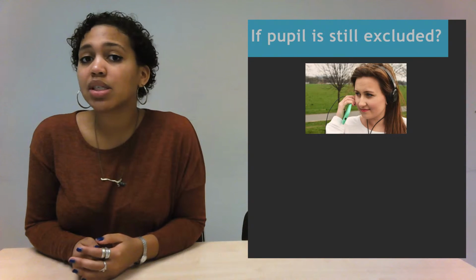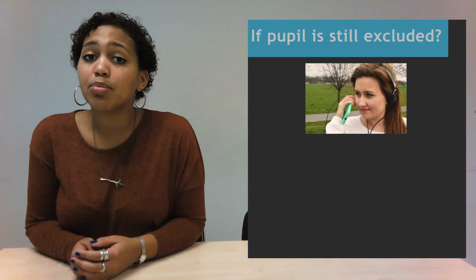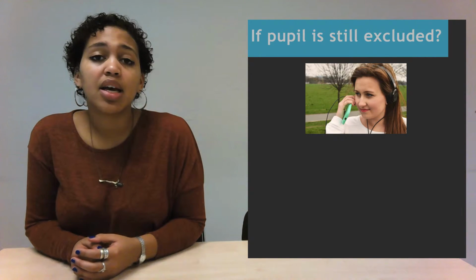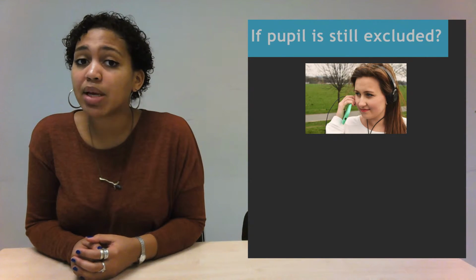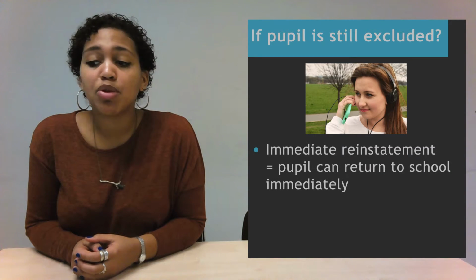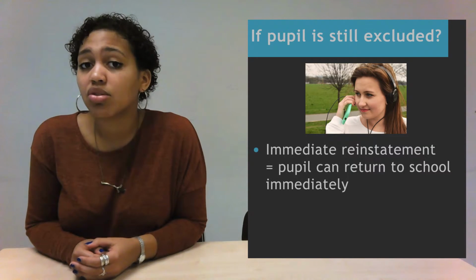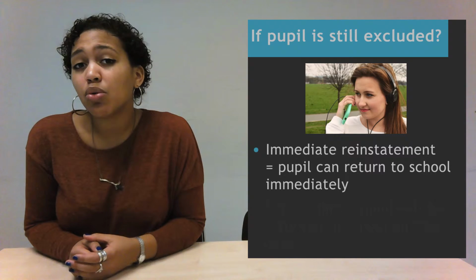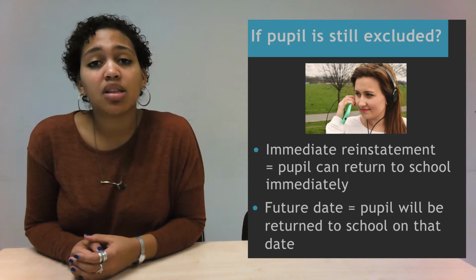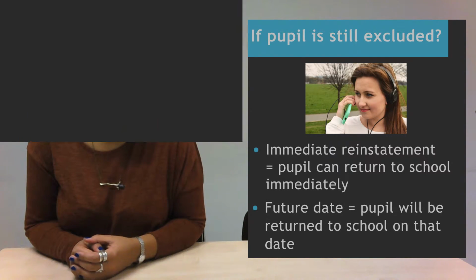If the governing body decides to reinstate the pupil and the pupil is still currently excluded, the governing body can direct reinstatement immediately. In this case, the pupil is entitled to return to school straight away. The governing body can also choose a future date and direct that the pupil should be reinstated then.